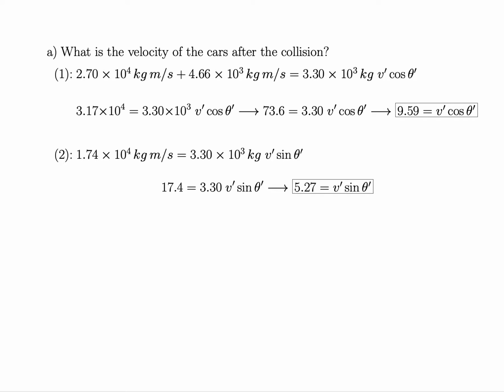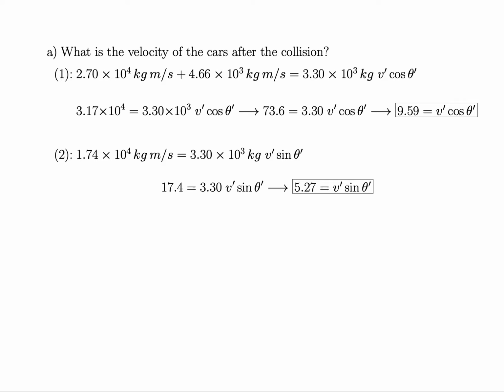For equation 1 at the top, I added the two terms on the left, and the right is unchanged, just dropped off the units. And then I divided both sides of the equation by 10 to the third because that's a common factor to both sides of the equation. And then lastly, I divided both sides by 3.3, and I end up with a very simple equation shown in boxes that tells me what v prime cosine theta prime is. That's the x component of the final velocity.